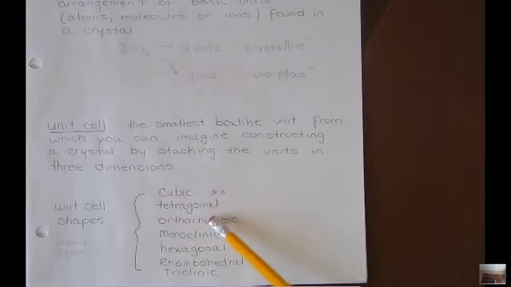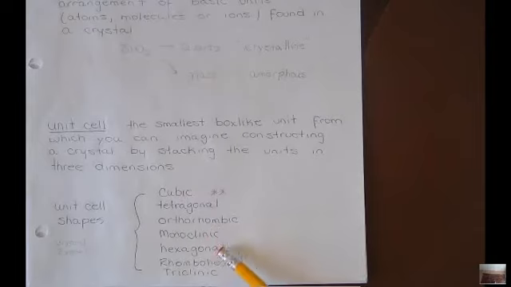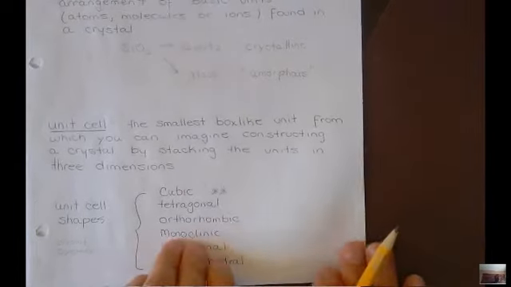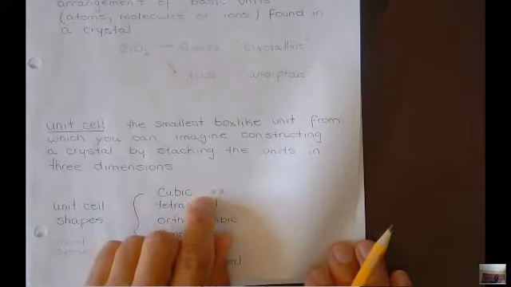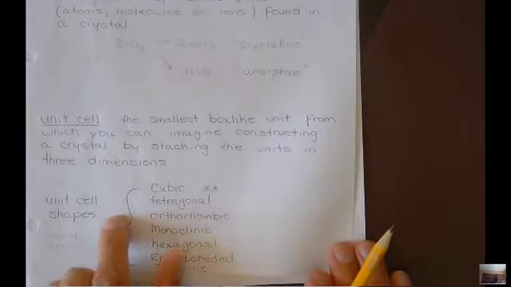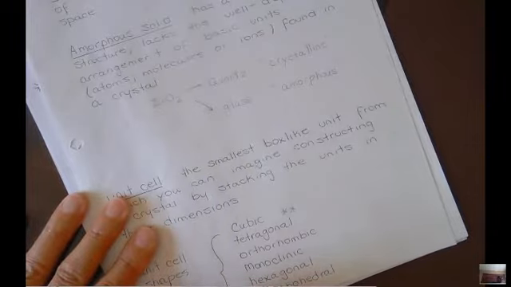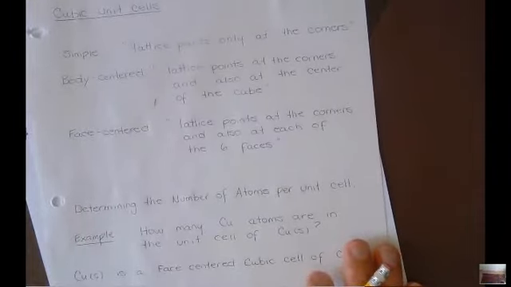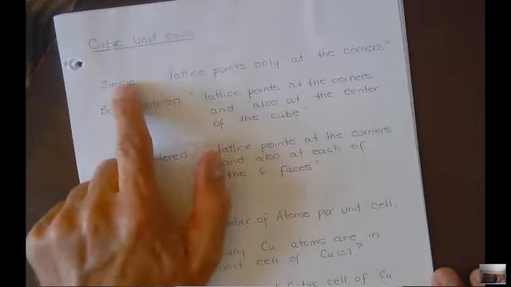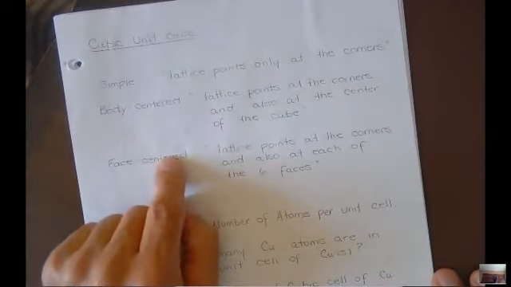So we have cubic, tetragonal, orthorhombic, monoclinic, hexagonal, rhombohedral, or triclinic. Okay, so those are all the different kinds that we have, but again, you're only going to be responsible for cubic crystal structure. So this, down in pencil, a little hard to read, is the crystal system that you're talking about. Okay, there are 3 different cubic crystal structures. There is a simple cube, a body-centered cube, and a face-centered cube.